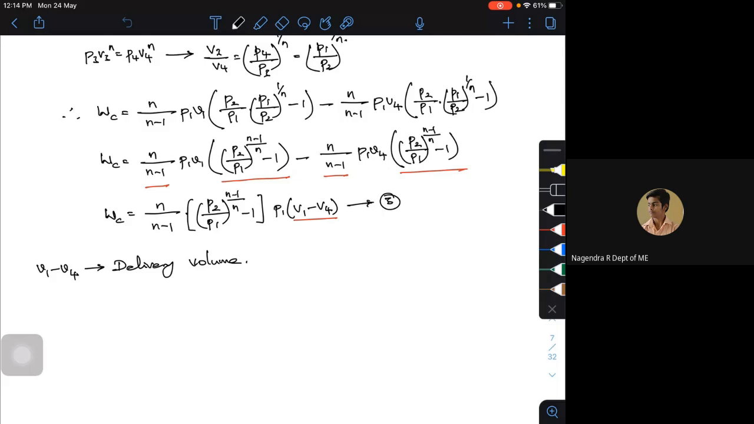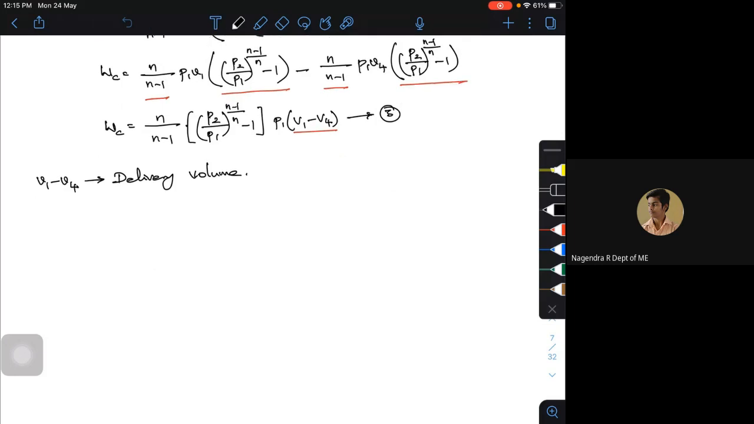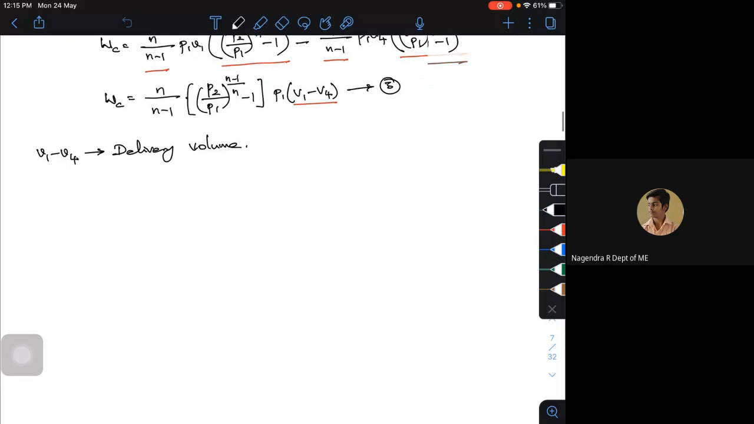This expression 3 is fine. So can we use the characteristic gas equation PV is equal to MRT, or relations between P2 by P1 or T2 by T1? Can I write this expression in terms of temperatures? That's all. So equation 3 in terms of temperatures. As I already told, air is considered as the working substance. Let us try to write the characteristic gas equations.